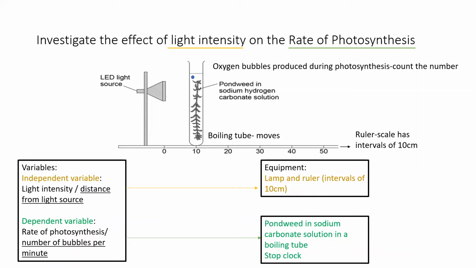So what this is telling me then is to investigate the effect of light intensity on the rate of photosynthesis. Pondweed is required in sodium hydrogen carbonate solution inside a boiling tube.